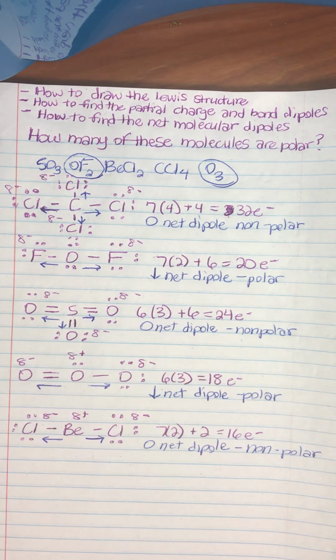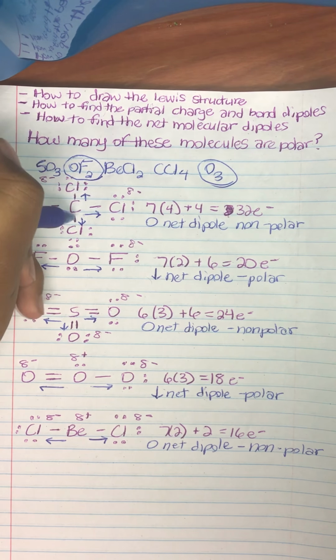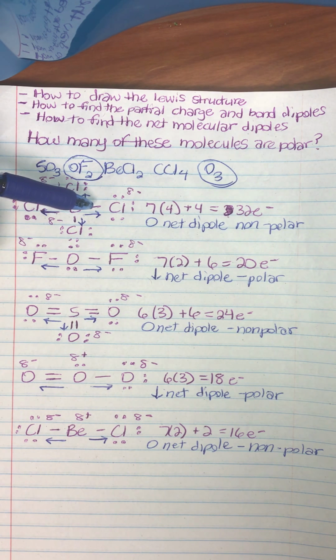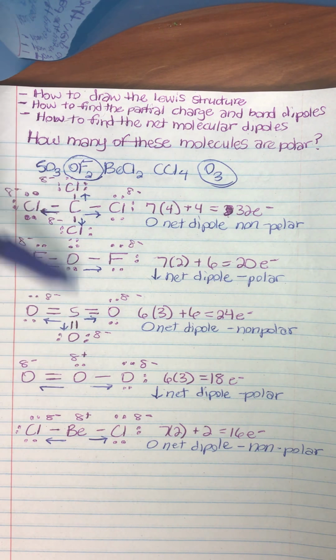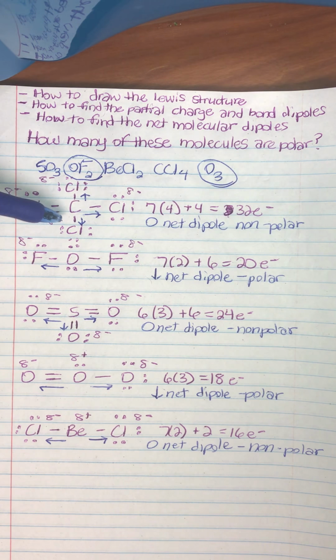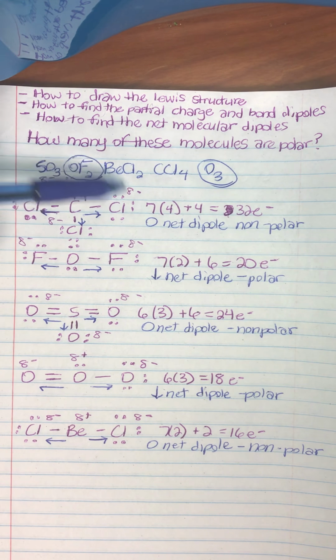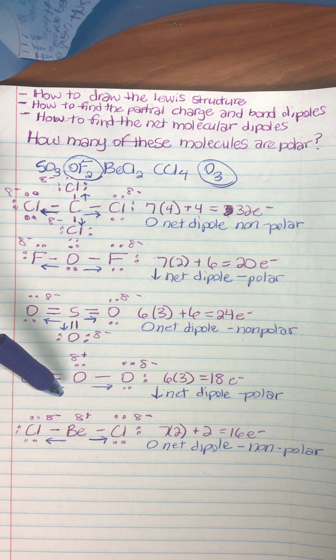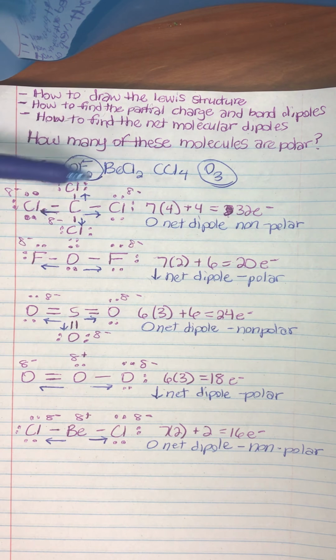Alright, some common mistakes are that people would look at these arrows and try to find the net dipole. You have to look at the molecular geometry of each of these, otherwise that would give you the wrong answer. Another common mistake is that you need to count how many valence electrons there are in order to make each of these Lewis structures. Alright, that's it.